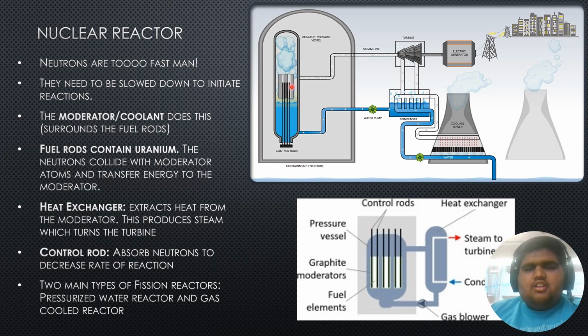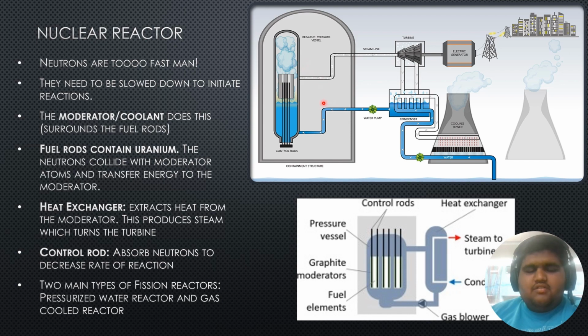And the neutrons in the fuel rods transfer thermal energy into water, which heats up and produces steam. And now the heat exchanger extracts heat from the moderator, and this goes into the turbine to generate electricity.